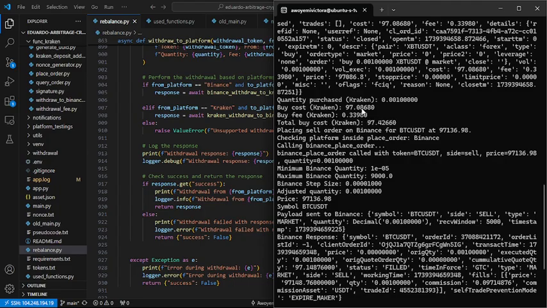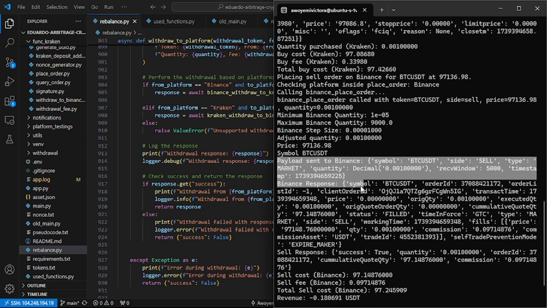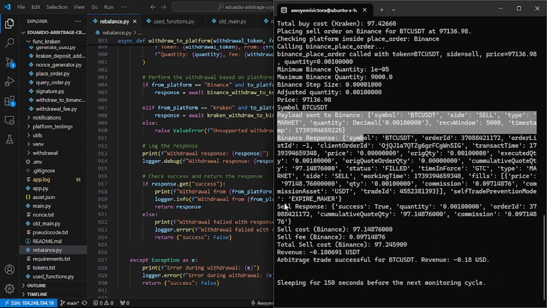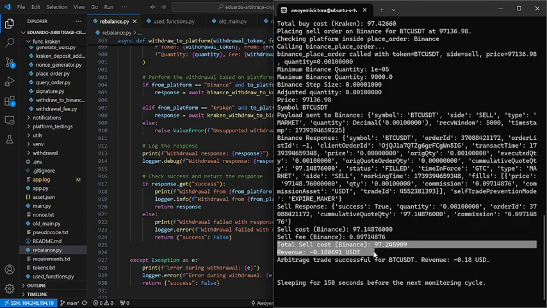Then the total buy cost is the cost plus the buy fee on Kraken. The bot proceeded to place an order on Binance, checks the platform, and places the order. These are the order details, the minimum quantity and everything. It sends the payload to Binance, and this is the sell response. A success. The cost is this. The sell fee on Binance is 0.0914. The total sell cost is 97.2.